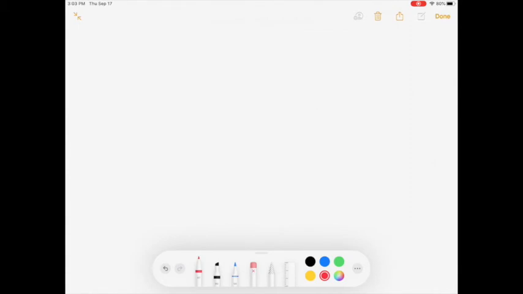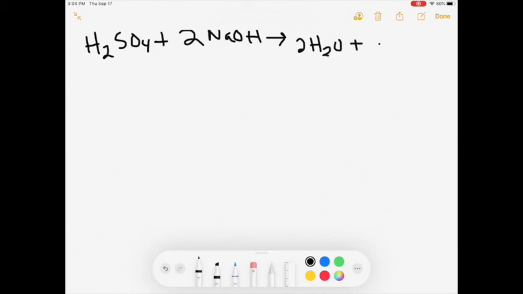Okay, so the question's asking, we have 11.6 mils of a 3 molar sulfuric acid, and they are required to neutralize the sodium hydroxide, and we had 25 mils of sodium hydroxide. What is the molarity of the NaOH solution? So we're looking for the molarity of the base. Okay. So we already said we have H2SO4 plus 2 NaOH going to 2 waters and sodium sulfate.